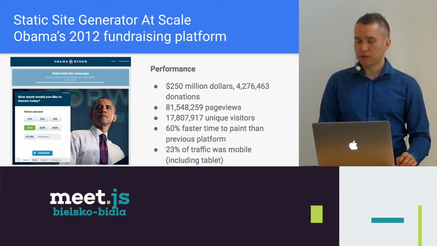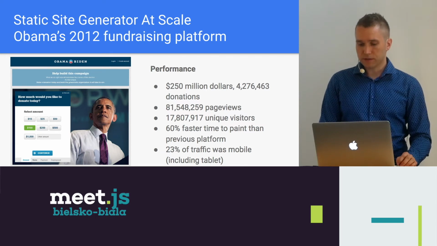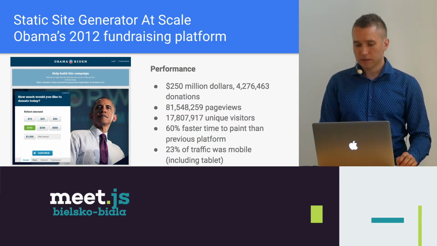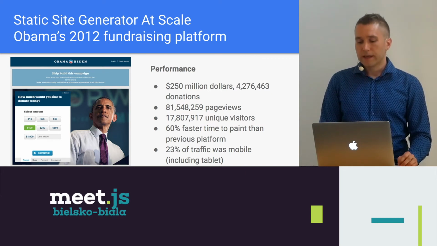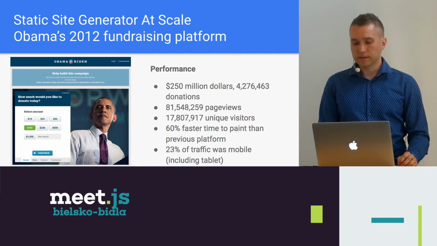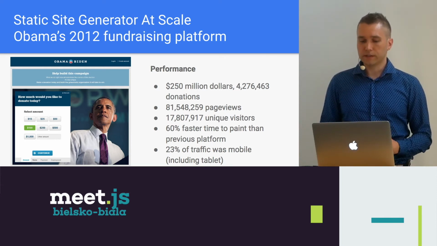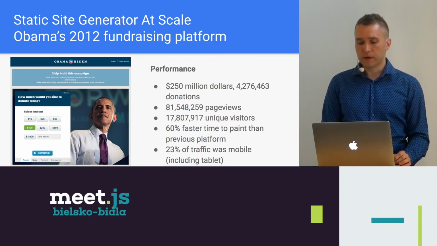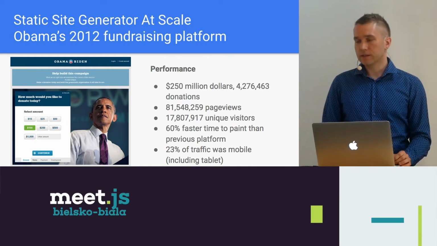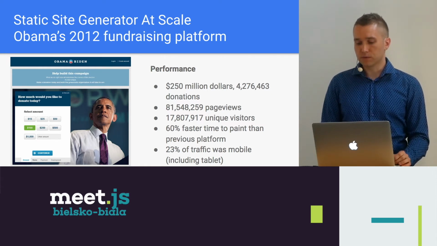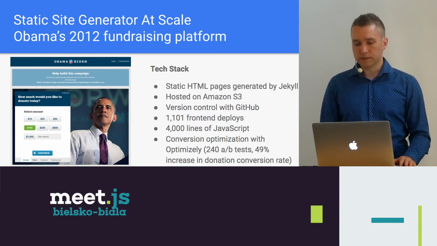A very good example of it at scale is the fundraising platform for Obama. It's a really nice use case, and it's well described, so we know how much money they raised. It was a lot. They also had over 4 million donations, and they had 81.5 million page views, so also a lot, and almost 18 million unique visitors. The website developed for that year's elections was much faster than the previous platform. Of course, it also had significant mobile traffic, so it was important to address that audience.